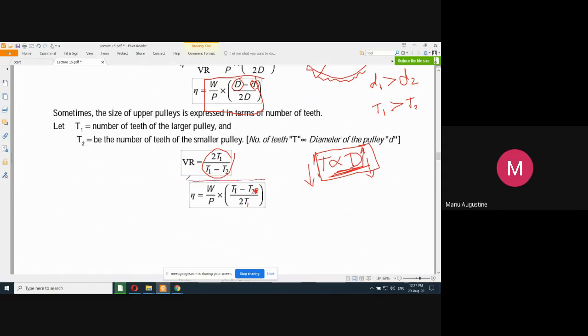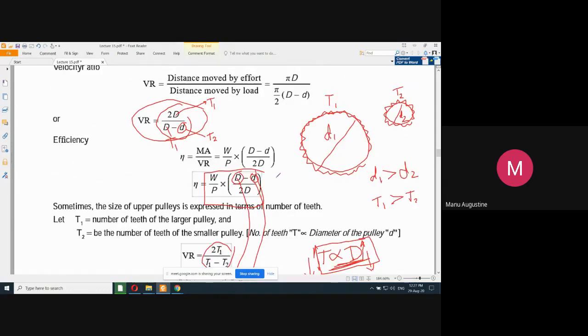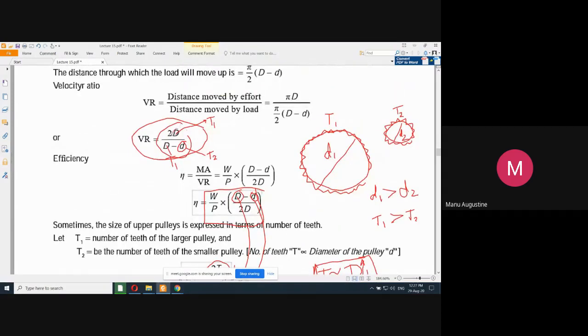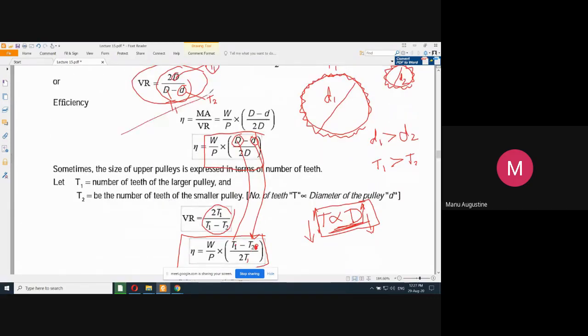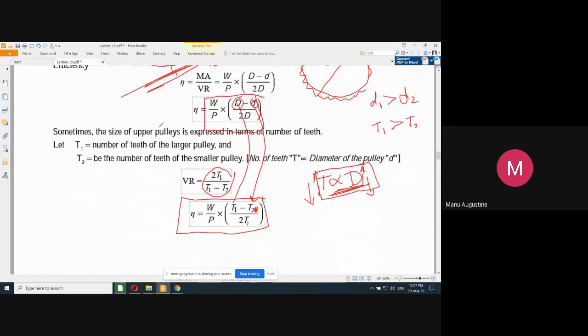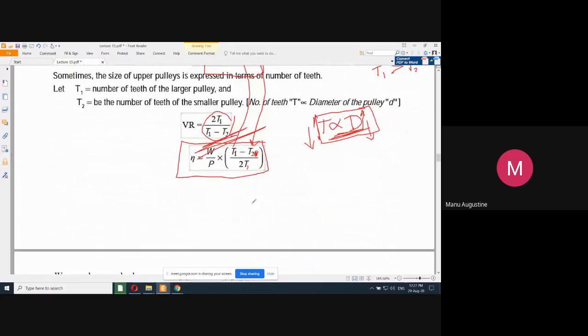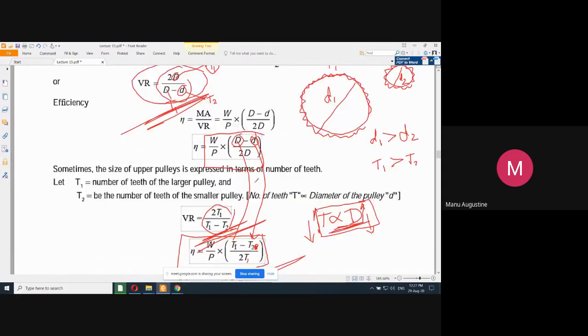Since I have copied it from the textbook itself, it contains some errors like this. So you correct it. Capital D, replace it with T1. Small d, replace it with T2. That's it. So the formula will not change. It's simply a replacement of diameter with number of teeth. That's all. So the problem that can come in your examination might involve any of these quantities. For a Weston's pulley block, they might instead give you the number of teeth on the two blocks instead of the diameters of the block.